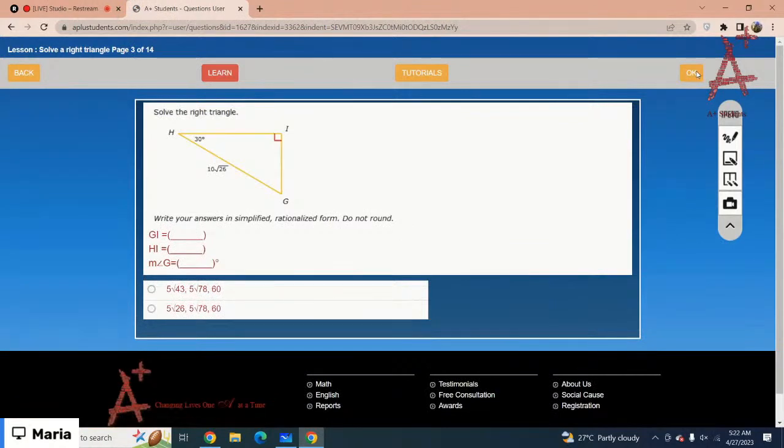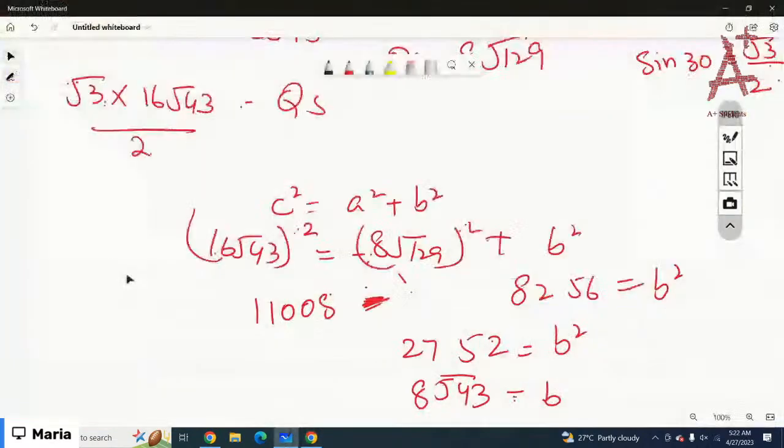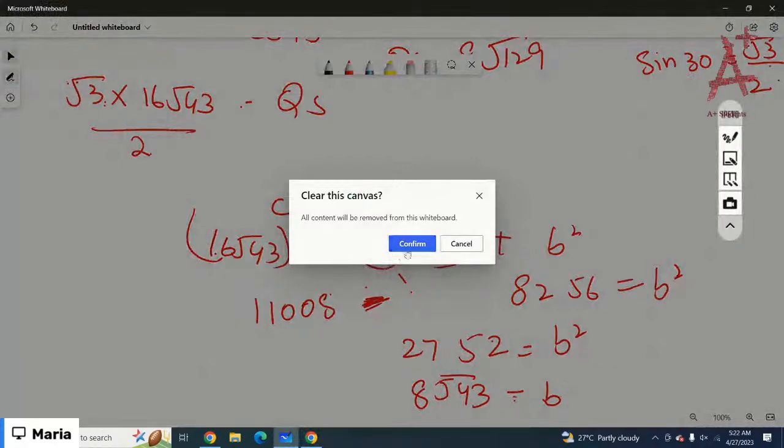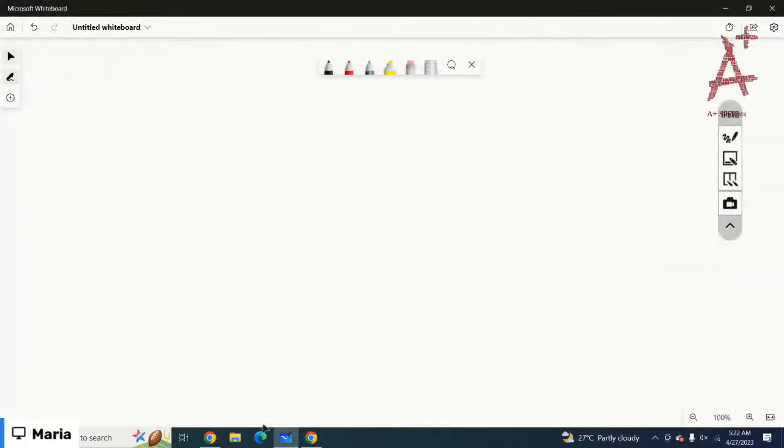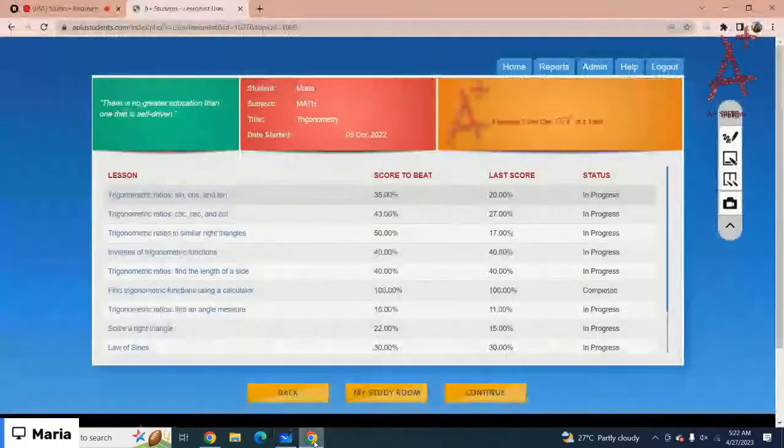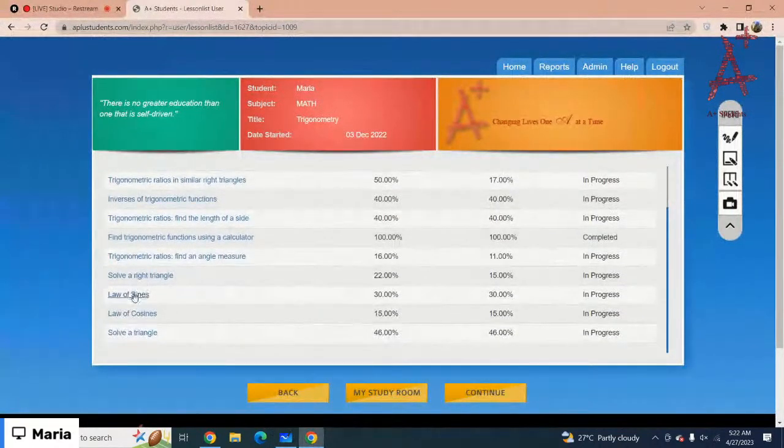Okay, you can complete the test by yourself later today. Let me just move on to the next lesson. The next lesson is law of sine. Let's just start with the lesson.